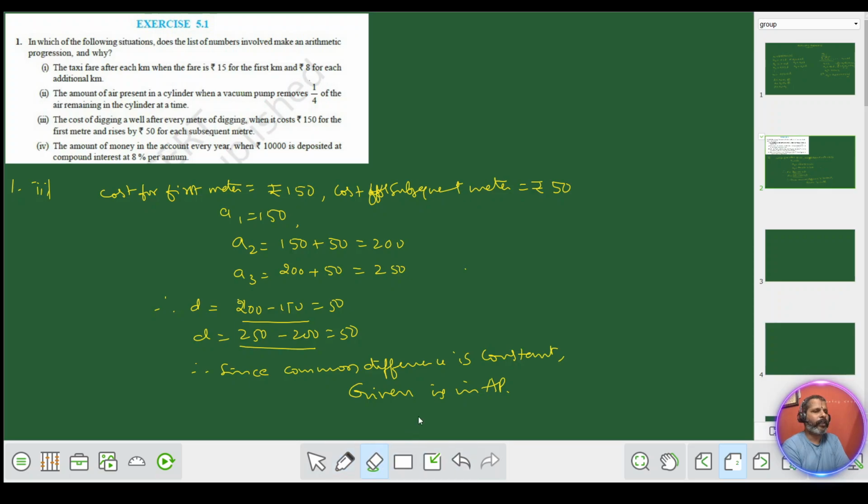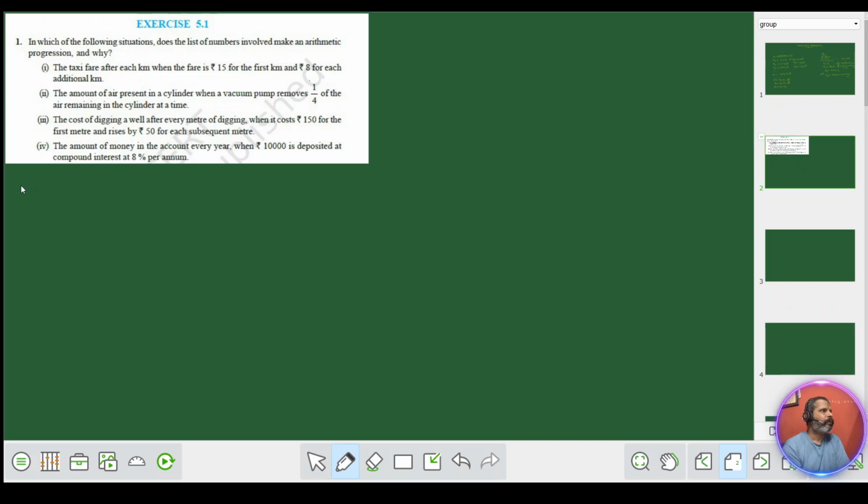You'll see the last one in the first main, which is quite different: interest and amount. Okay, let's see. Here, the amount of money in the account every year, 10,000 rupees deposited, compound interest at 8 percent per annum. Compound interest is nothing but the formula you have in 9th standard, A equals P into 1 plus R by 100 to the power N. We don't use it here. We just use the amount, and amount multiplied by interest gives the interest amount.